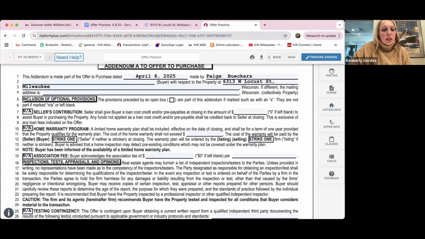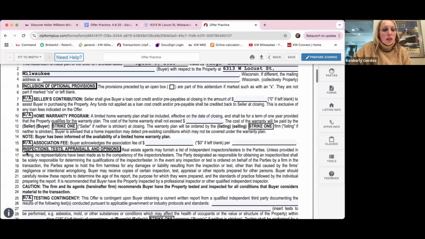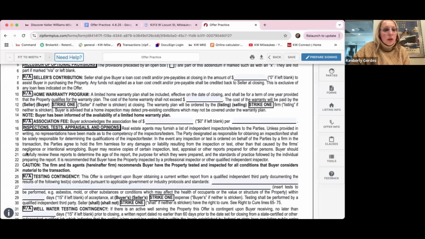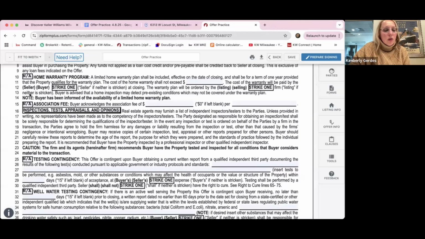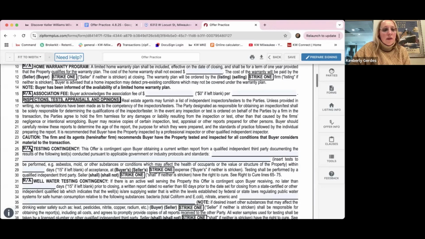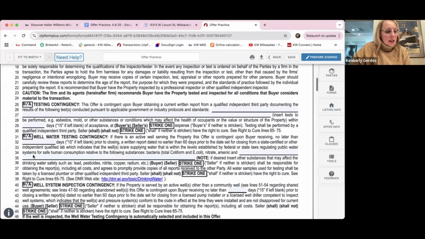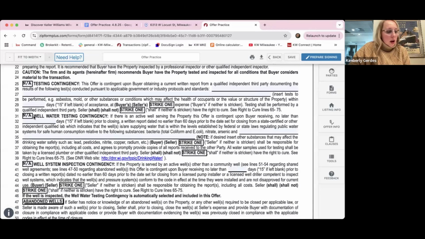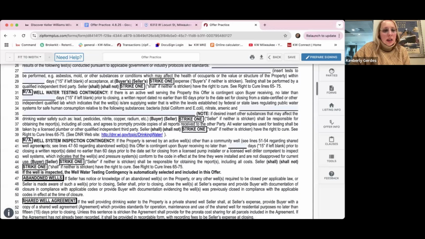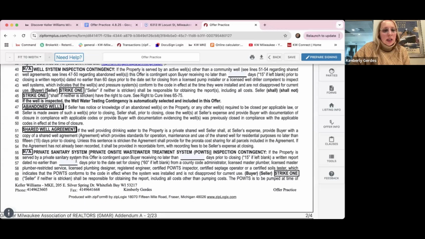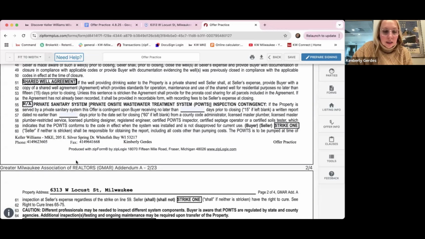So you're going to notice here, a lot of these contingencies are marked NA, not applicable. So we're not asking for seller credit. There's no home warranty. There's no HOA fee. We're not getting anything tested. We're not getting the well water tested. We're not getting any of the private sanitary stuff tested because it doesn't exist.